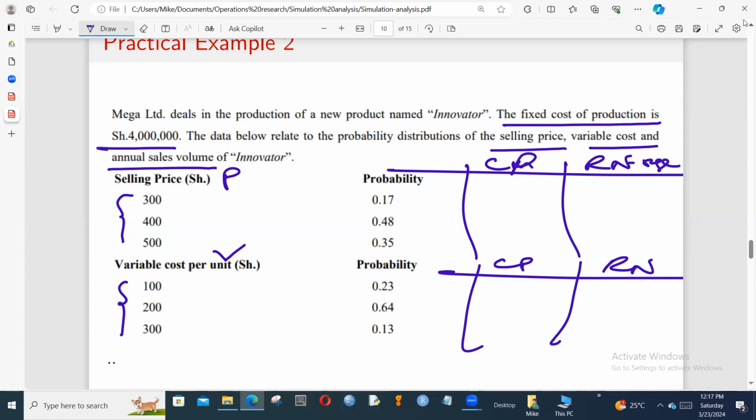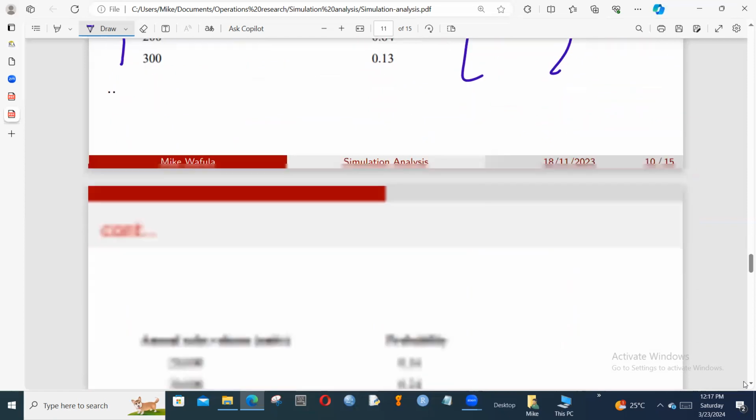Madam, scroll it up. You done? I scroll down a bit. Yes, annual sales volume.